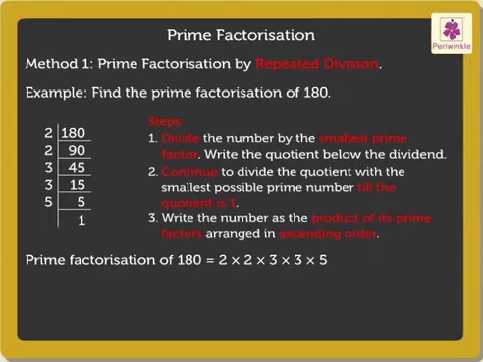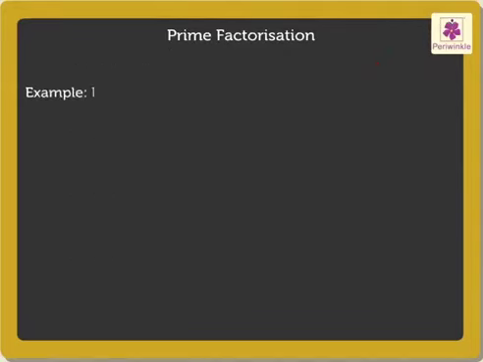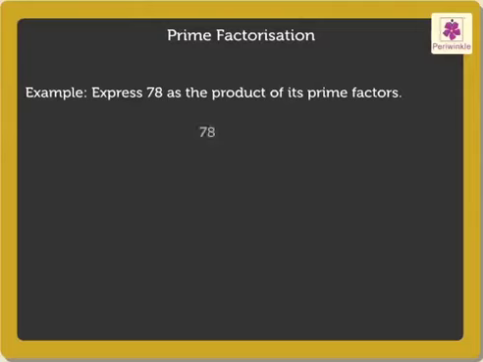Now, let us solve one more example. Express 78 as the product of its prime factors. As 78 is an even number, it is divisible by 2. 78 divided by 2 is 39. Next, as 39 is an odd number, it is not completely divisible by 2. But the next prime number, 3, can divide 39 completely.